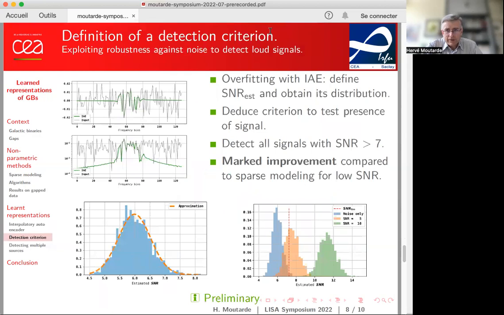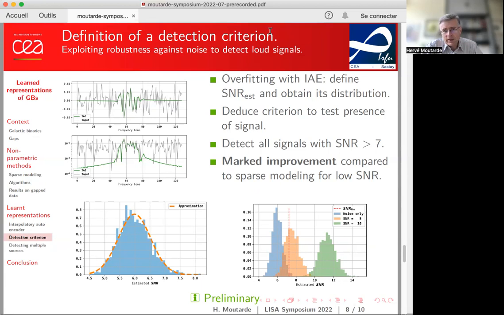We can use this to detect the presence of signal. And to do so, since we have something which is low dimensional, we can exploit the robustness against noise to detect loud enough signals. Suppose that we start with a lot of noise drawing. The autoencoder will detect something most of the time by overfitting, and we will obtain what we call an estimated SNR, which corresponds to the bottom left plot, where dealing with noise only situations amounts to an estimated SNR between say 4 and 7.